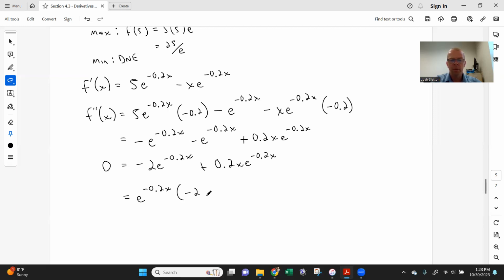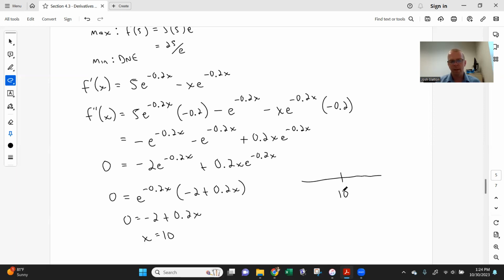And we have negative 2 plus 0.2x. And again, this part never equals 0, so we really just need to get this equal to 0. So 0 equals negative 2 plus 0.2x, and I'll let you solve that on your own, and you get x equals 10.